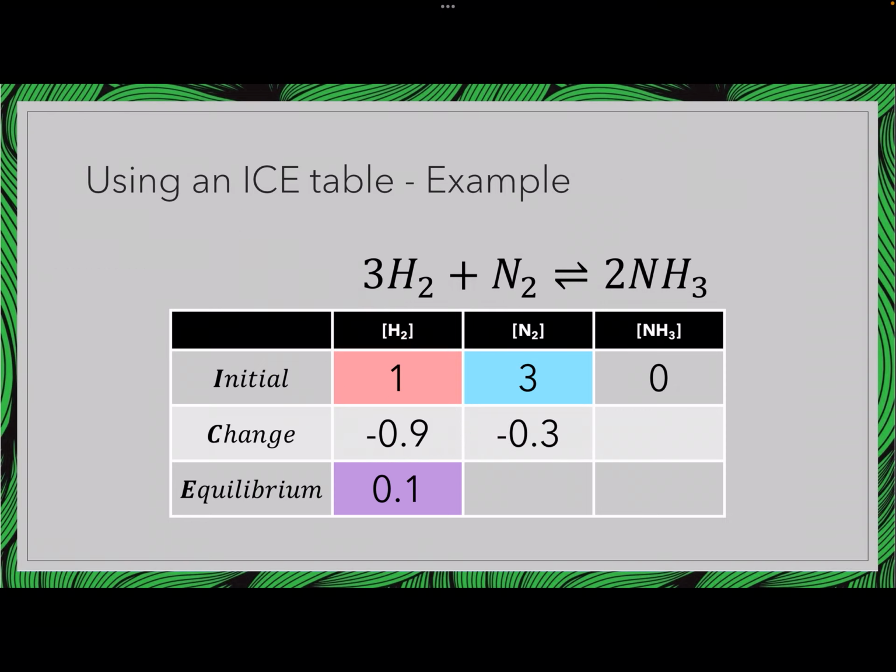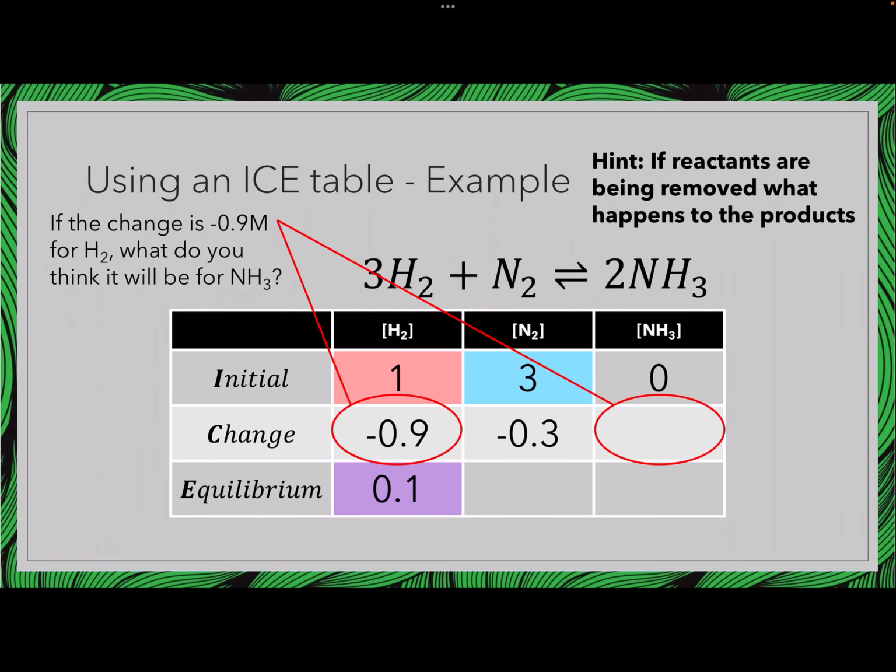If we lose 0.9 of H2 and lose 0.3 of N2, they are reactants that are getting used up. When reactants get used up, they produce products. So it's going to produce some ammonia. How much is it going to produce? Well, if nitrogen has a stoichiometric ratio of 1, ammonia has a stoichiometric ratio of 2, you can safely assume that it's going to increase by 0.6.